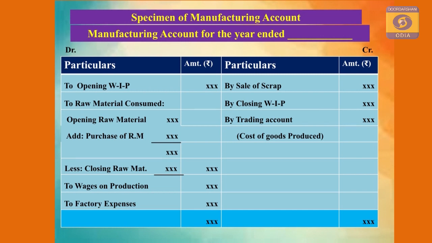Next, to wages on production. What are the wages on production? That will be shown on the debit side. If there are any other factory expenses, they will also fall on the debit side.